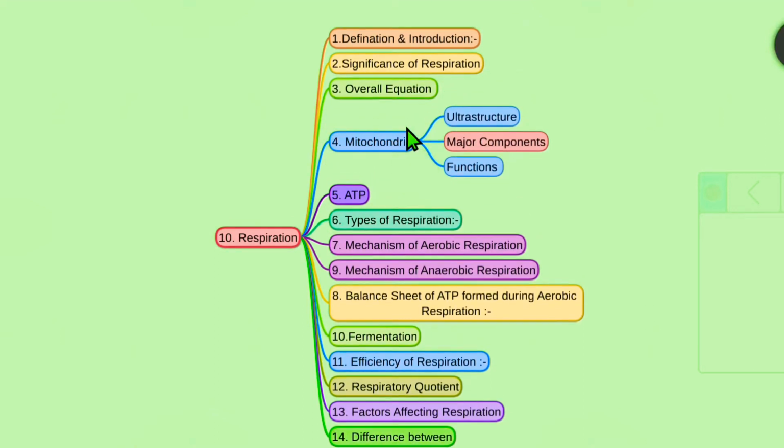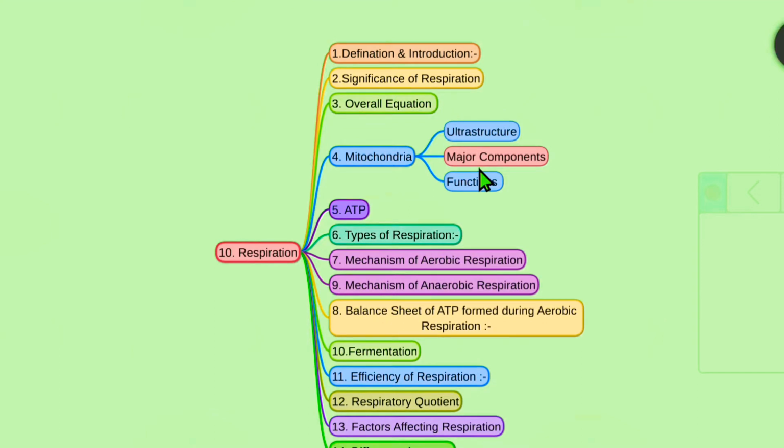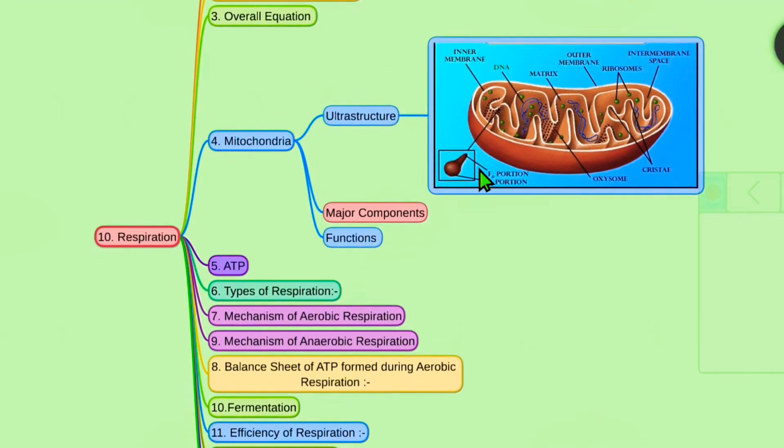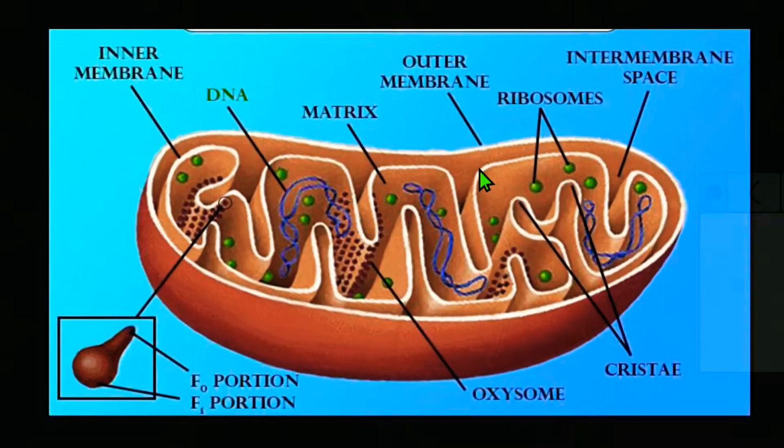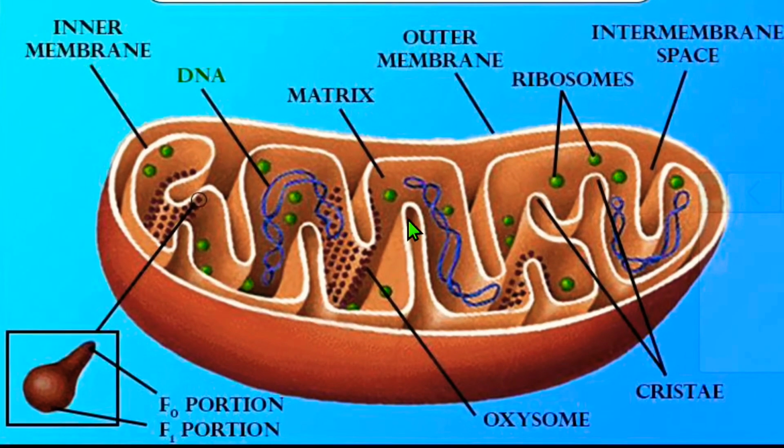Mitochondria, first we'll see its ultrastructure, then the major components of the mitochondria, and then we'll see the functions of the mitochondria. So let's start from the ultrastructure of the mitochondria. We'll see here the picture of the mitochondria. This is the ultrastructure of the mitochondria. This is one we'll see from the outer membrane.